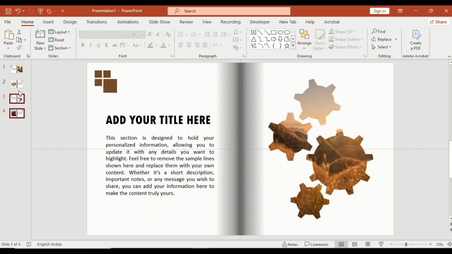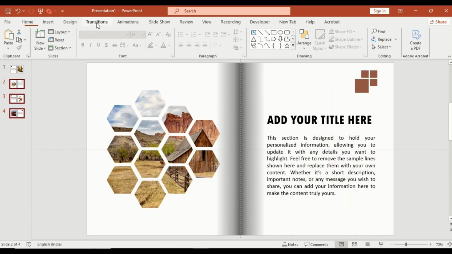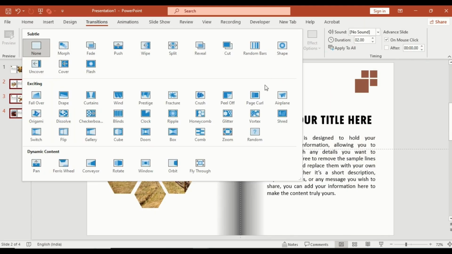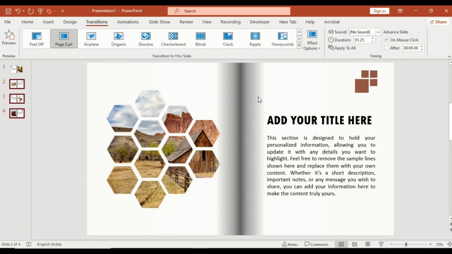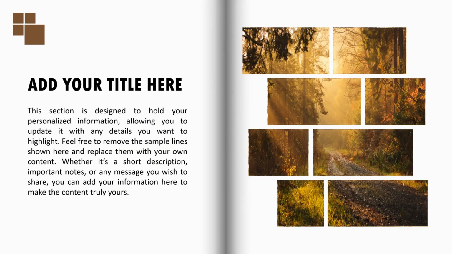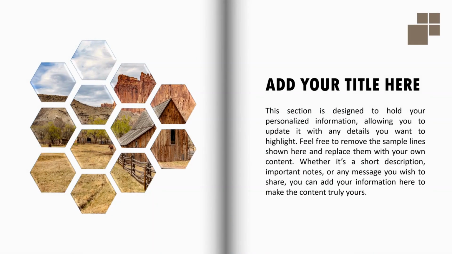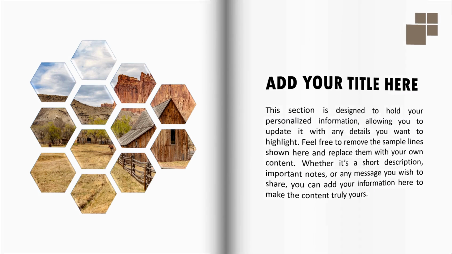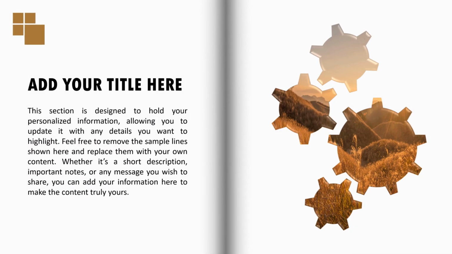Select all slides. Open the Transition tab and choose Page Curve. Start the slideshow from slide 1 to see your complete flipbook animation in action. And that's how you create a beautifully animated flipbook effect in PowerPoint. This process is simple, elegant, and perfect for portfolios, product showcases, photo albums, and any presentation where you want your page to feel dynamic and modern.